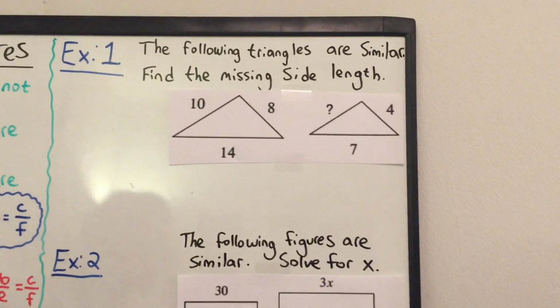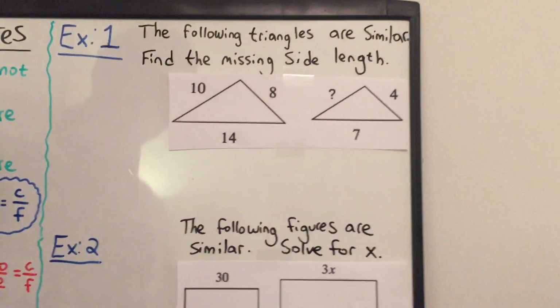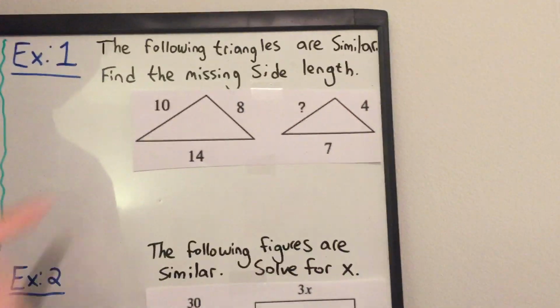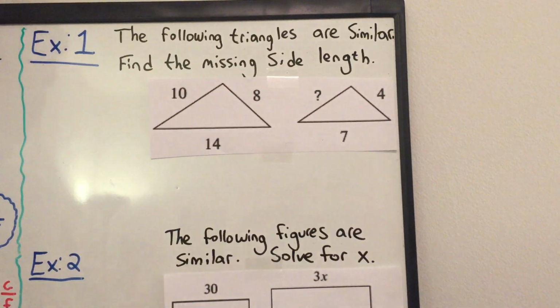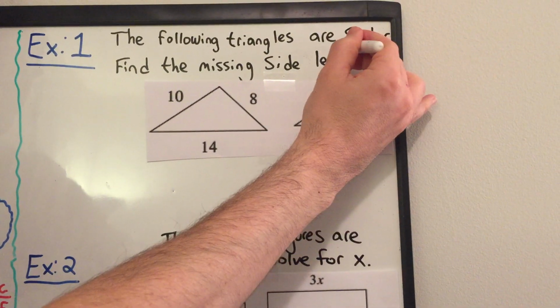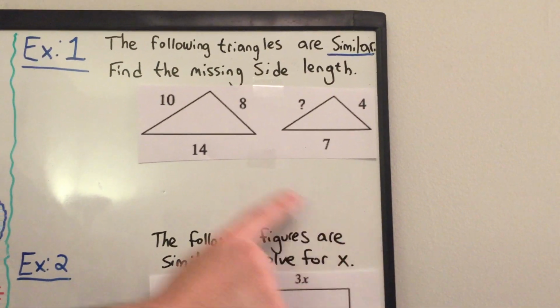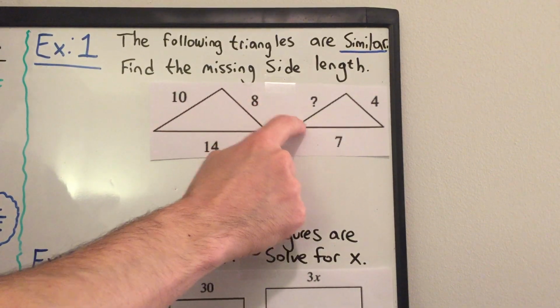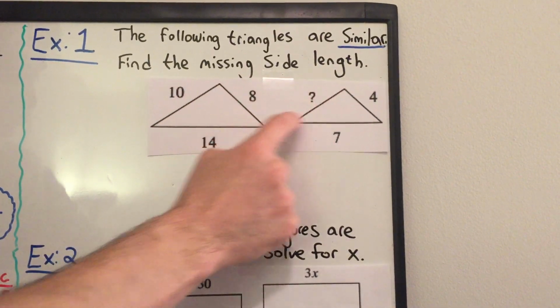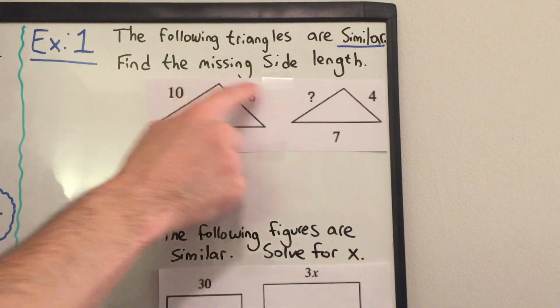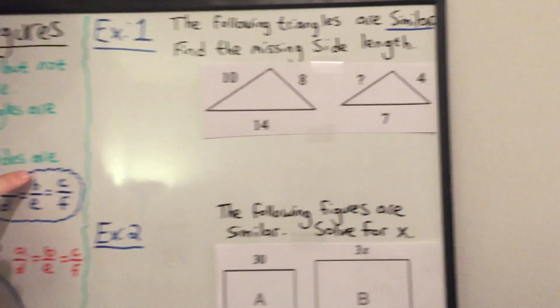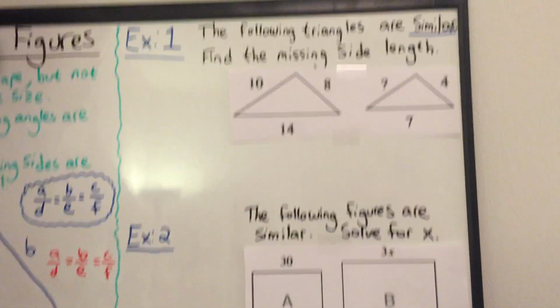So first, let's take a look right here. The following triangles are similar. Find the missing side length. What's important is them telling us that these triangles are similar, because that means corresponding angles are equal or congruent, and then corresponding sides are proportional, and we can use this to help us find our missing sides.